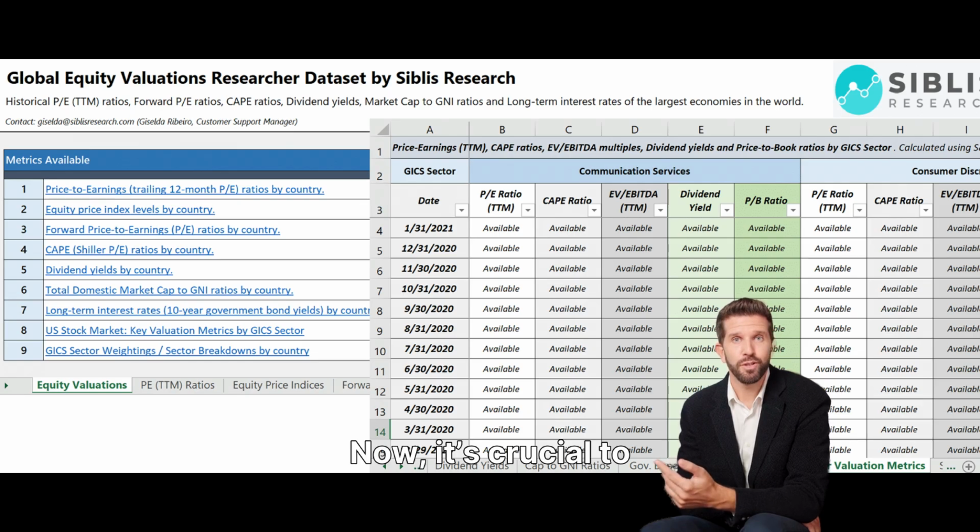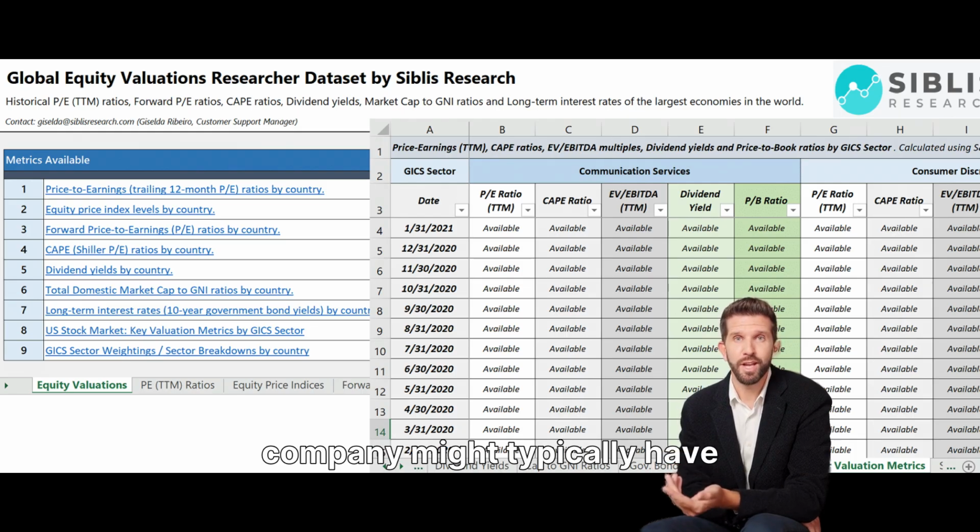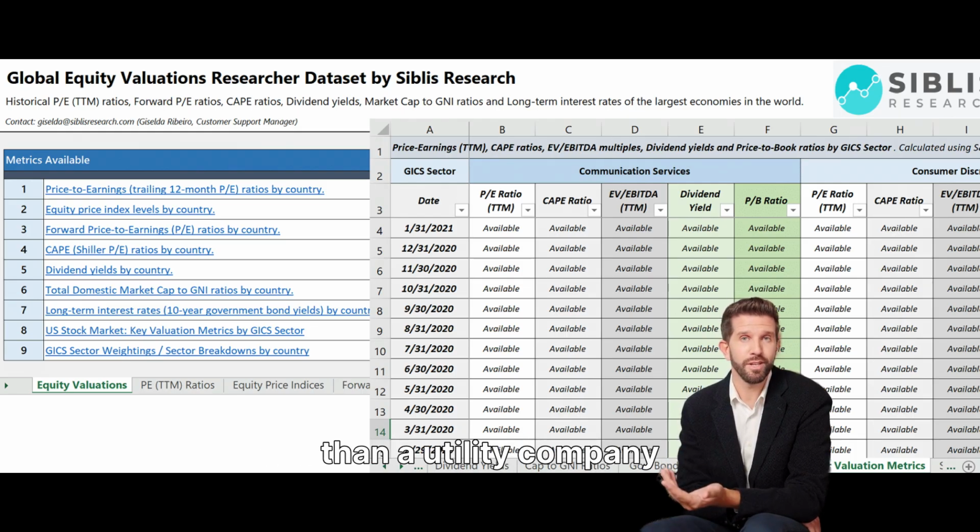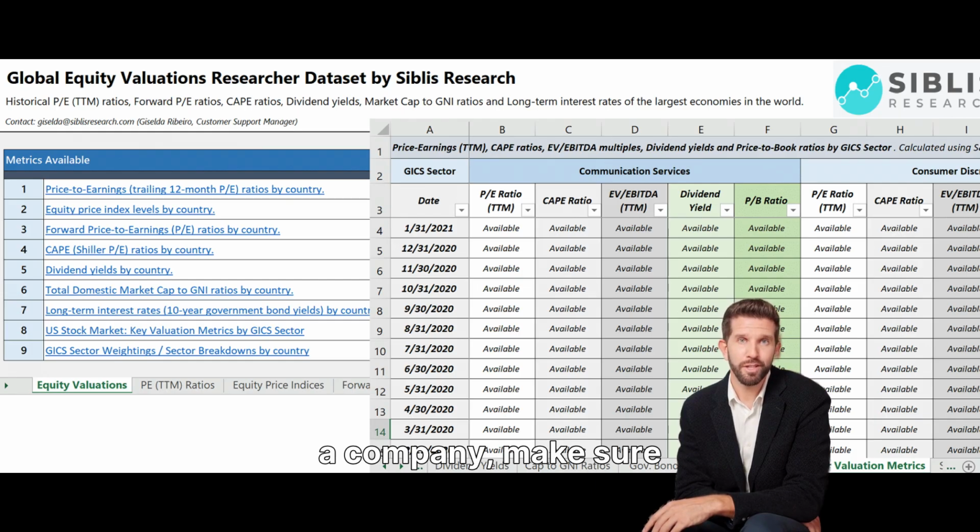Now, it's crucial to compare PE ratios within the same industry. For instance, a tech company might typically have a higher PE ratio than a utility company due to different growth expectations. So, when you're analyzing a company, make sure to compare its PE ratio to its industry peers. This will give you a clearer picture of whether the stock is fairly valued.